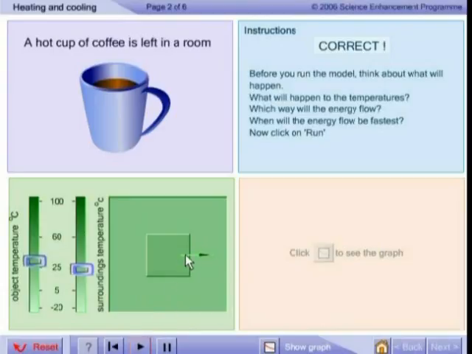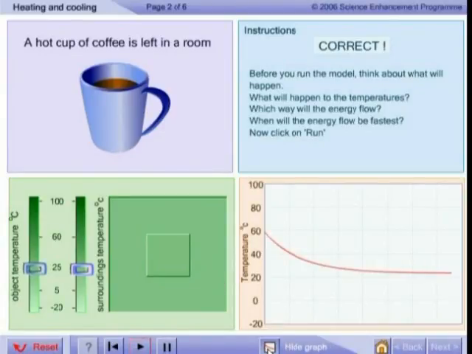The arrow energy is going from here to here until they end up at the same temperature, the same colour, and the arrow was fat at first and it got thinner and thinner, meaning that most of the energy went first and then less and less as the temperature difference got less. Let's have a look at the graph, and you can see here just what we said. And again.